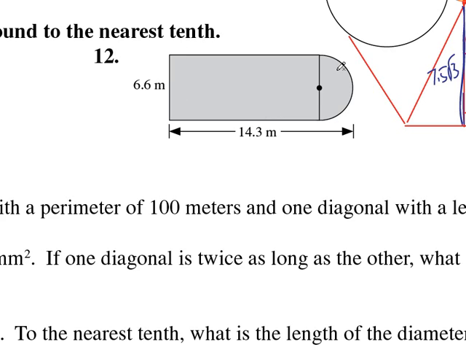All right, what about this one right here? Well, you got this rectangle and you got this half circle, this semicircle. Let's do the rectangle first. Is it 6.6 times 14.3? No. It's from here to here. That's not 14.3. You have to minus it by 6.6. See that part right there is 6.6. So from here to here is going to be 14.3 minus 6.6, which is what?